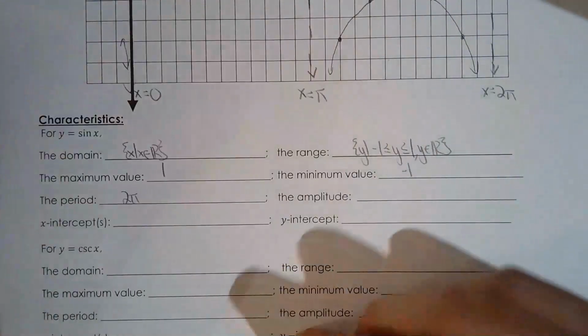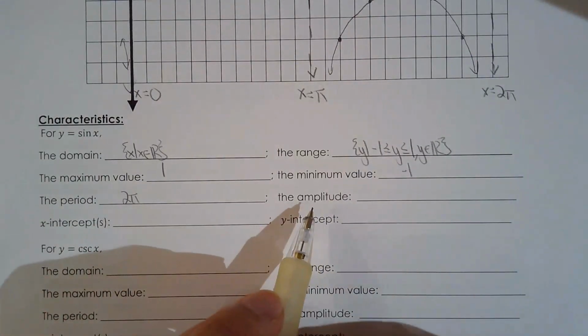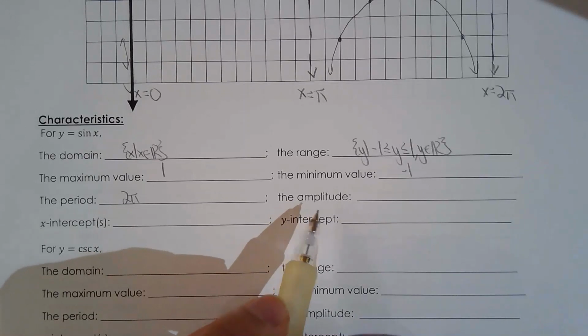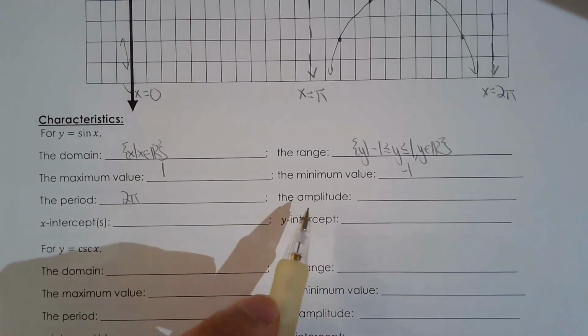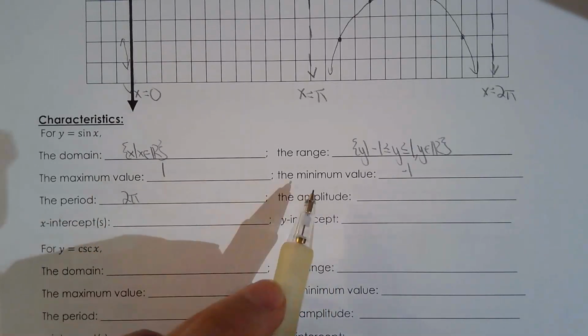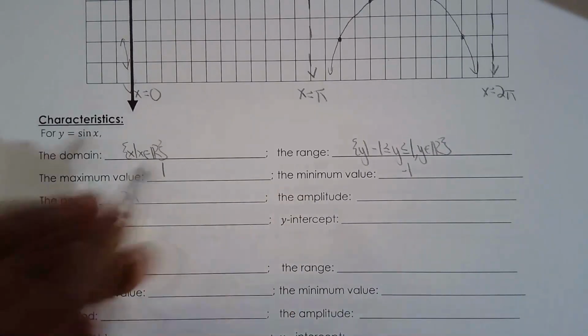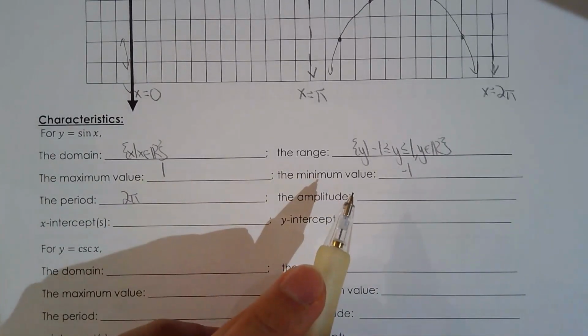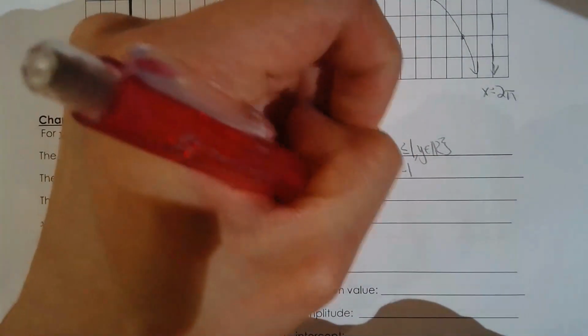The amplitude, so we talked about the amplitude in grade 11. The definition was half the distance between the maximum and minimum values. The formula would be max value minus min value divided by 2. So if you did the math, 1 minus -1 is 2, 2 divided by 2 is 1. The y-intercept of the sine function is 0.